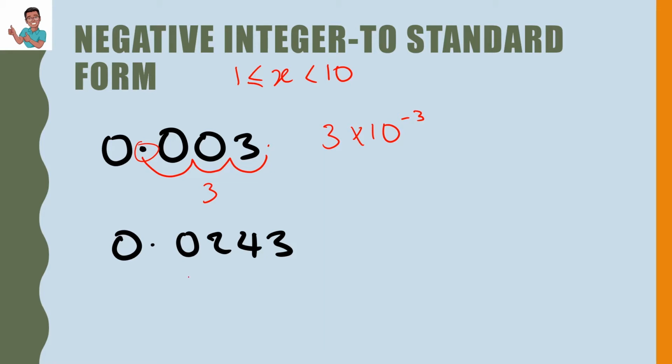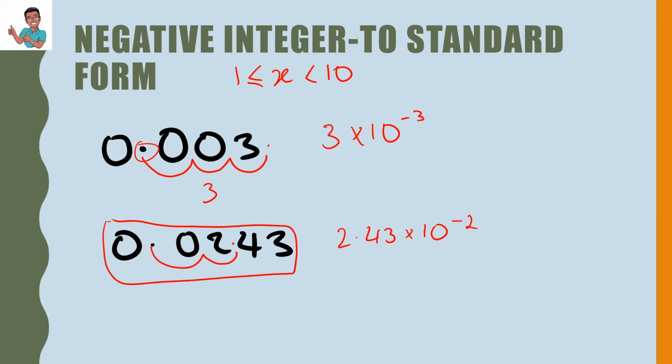This is because we have a decimal point there. So, let's try this one. We have 0.0243. Now, we'll fit this inequality again. So we'll move 1, 2. We can see that 2.43 is greater than 1, but less than 10. So we will write 2.43 times 10 to the power of minus 2. Since it's less than 1, and we moved 2 places to get 2.43.